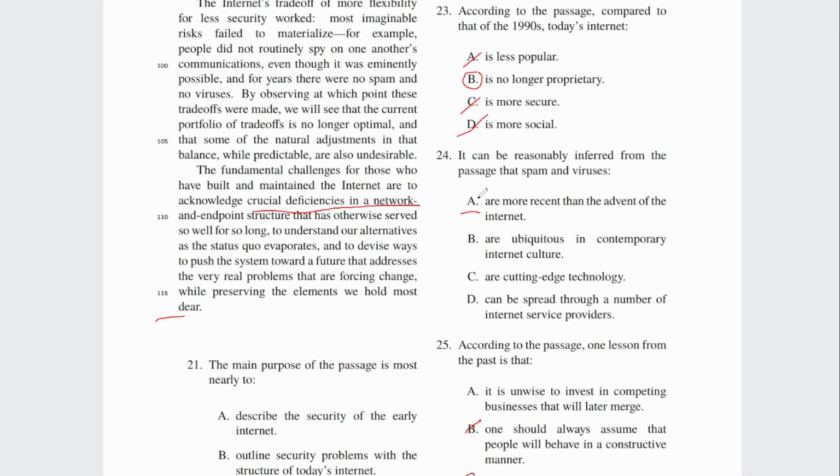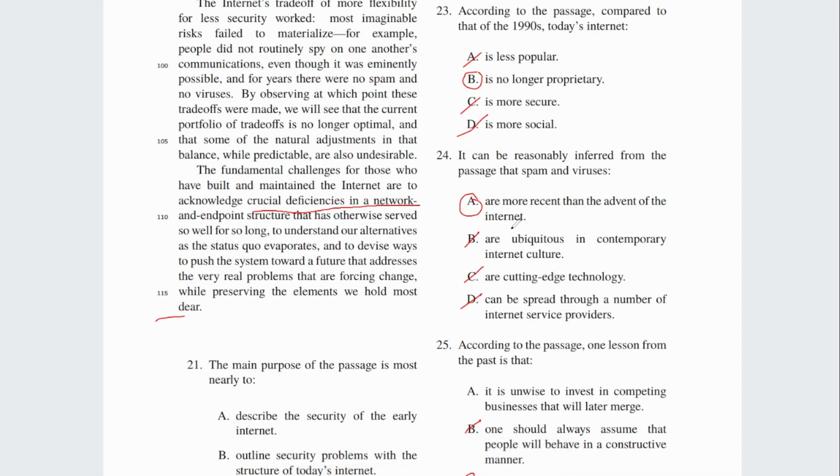There were no internet viruses before the internet. They have to come after the internet. So saying that viruses are more recent than the advent of the internet obviously has to be true. And it obviously has to be a reasonable inference. Saying whether they're ubiquitous or cutting edge or whether they can be spread through other internet service providers simply isn't mentioned. We don't have a comparison of internet service providers. We don't know whether they are cutting edge or crude, and we don't know if they're ubiquitous or fairly uncommon, right? These are just things that we don't know from the passage.